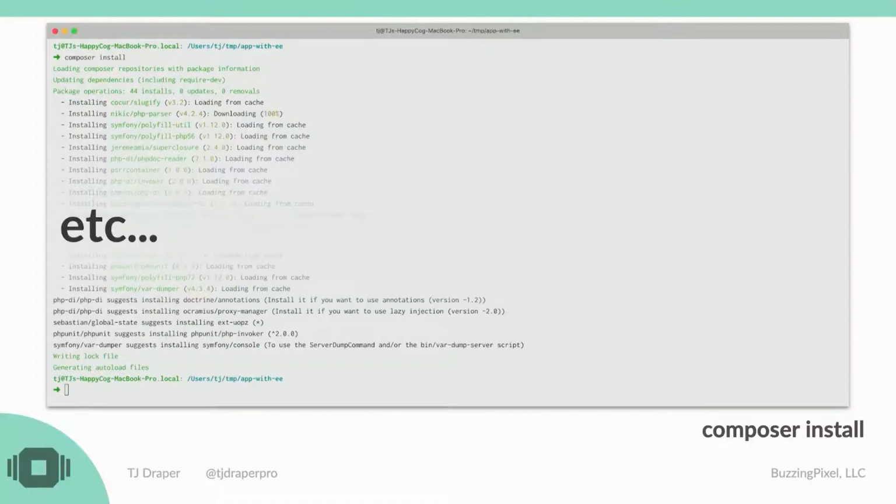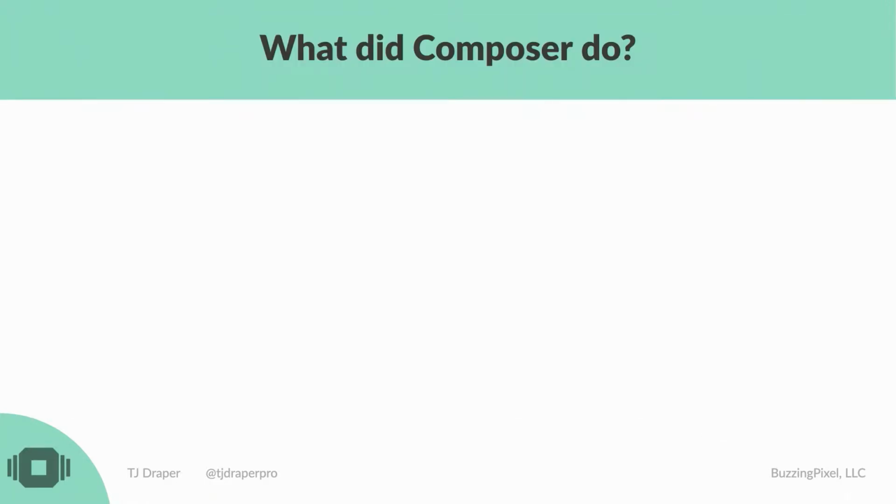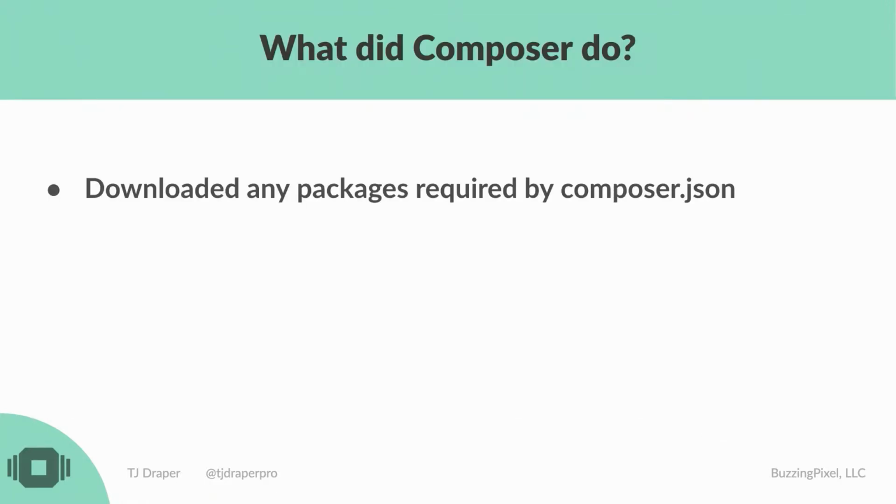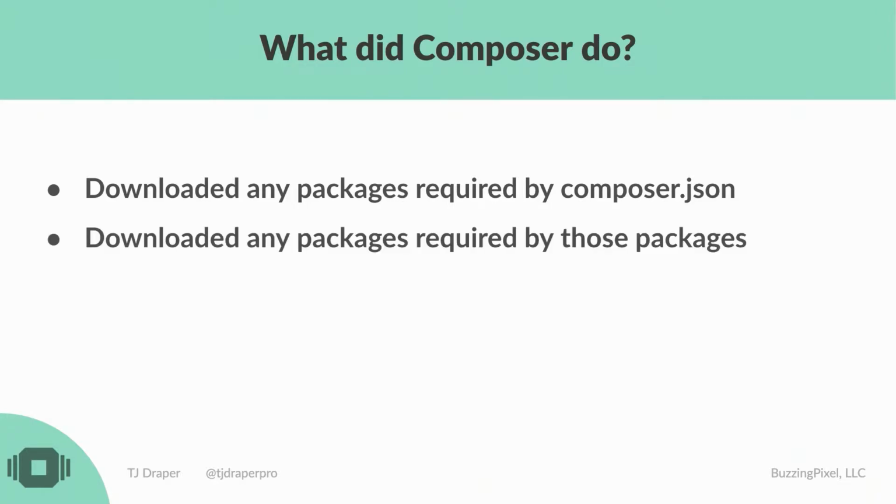So this is a sample of what happens when you do a composer install. You can see at the very top that I issued the command composer install. There's a few more packages than I could fit on the screen, so I did some Photoshop magic there. And then you can see it's installing a bunch of dependencies, and then it gets done. So what did Composer do in that scenario? It downloaded any packages that you had required in composer.json and put them in the vendor directory. It downloaded any packages that those packages required.